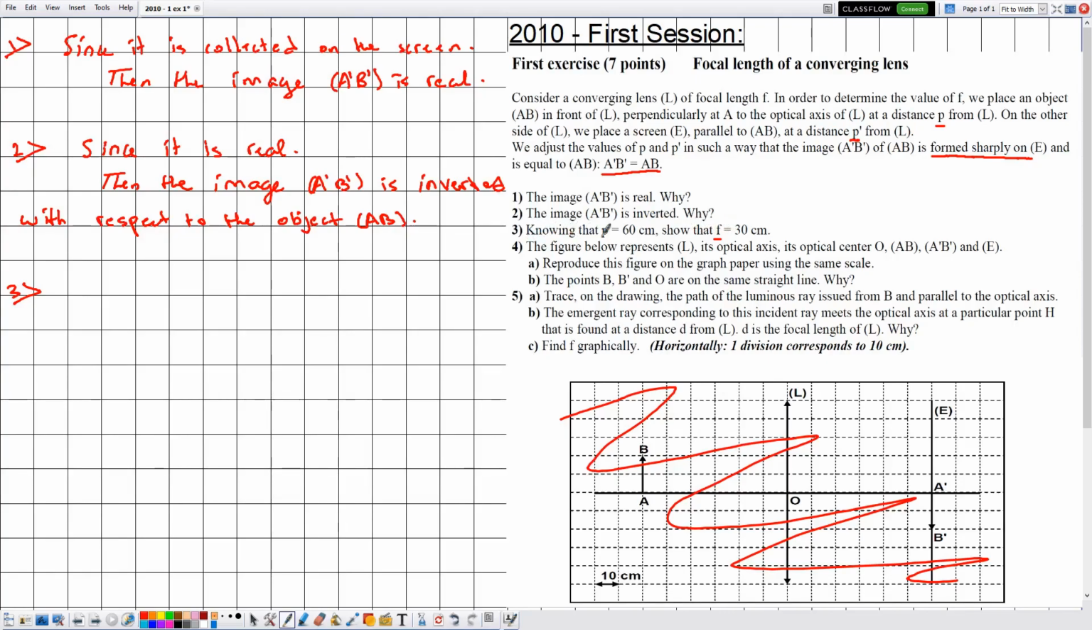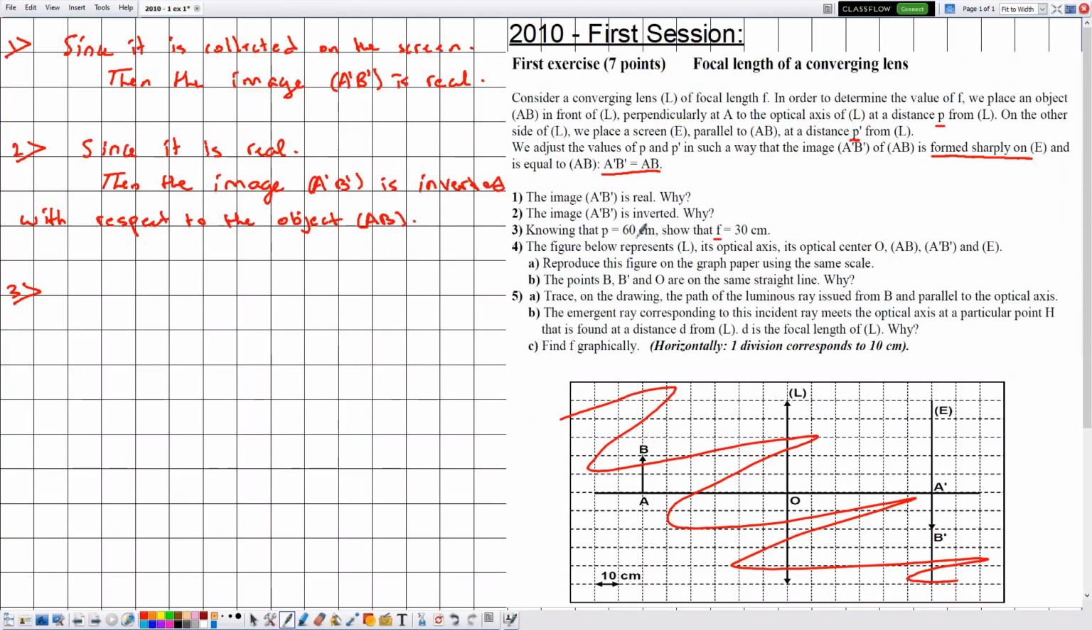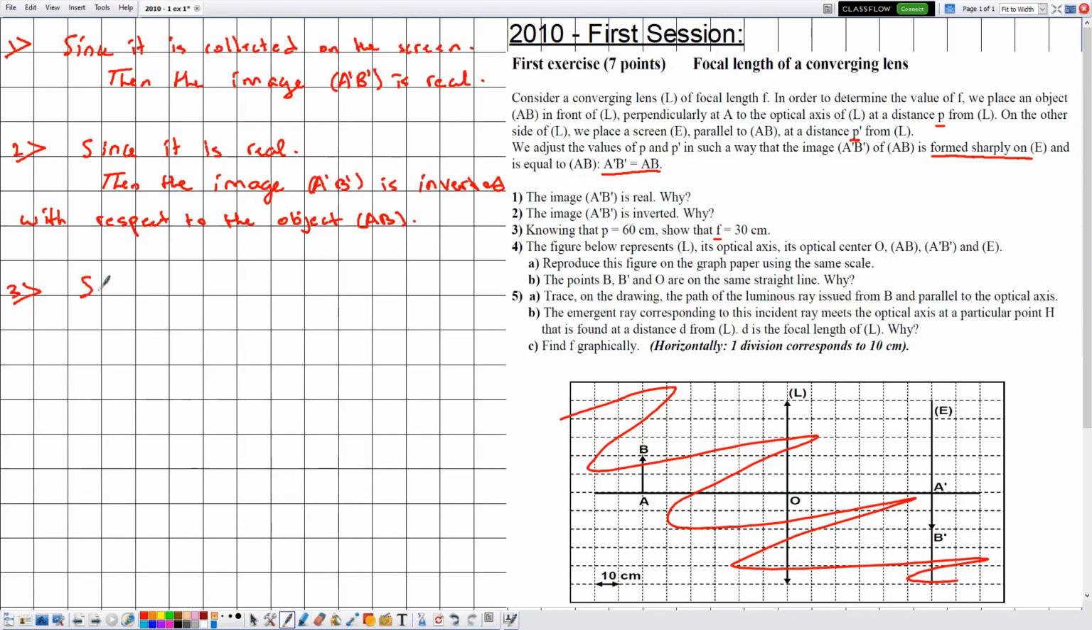Notice that here in the same part they are telling me, knowing that P is equal to 60 centimeters, which means that we need to use this value in order to calculate F. Moreover, in the given they told me that A prime B prime is equal to AB. Then the size of the image is equal to the size of the object. So since A prime B prime is equal to AB, we know that whenever the image and the object are equal in size, then we have the following relation between P and F, which is that P is equal to the double of the focal length. So P is equal to 2F.